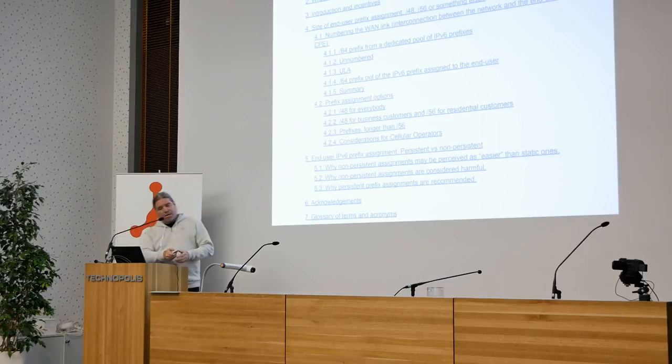First we have the introduction and incentives, and then at number 4, the real stuff starts. Number 4 is all about the size of the end user prefix assignments. Section 4.1 is numbering the one link: what should you do for the interconnectivity between your CPE and the core network? Then we go into the prefix assignment options. Should we go /48 for everyone? Should we go /48 for business customers and /56 for residential customers? Prefixes longer than /56 and considerations for cellular phones. Then we have end user IPv6 prefix assignment, persistent or non-persistent, and here we go into details on why dynamic is actually harmful.